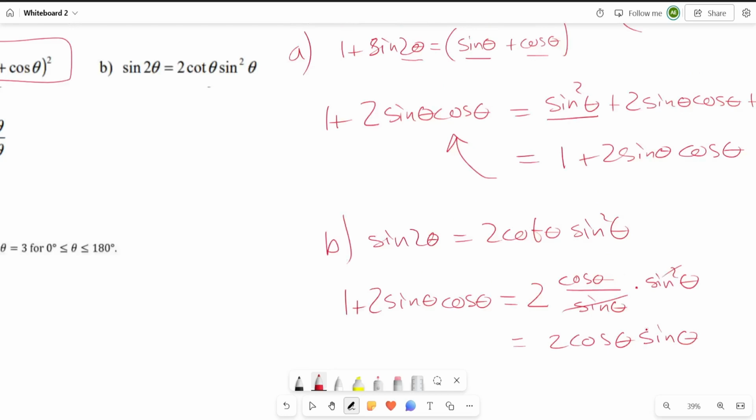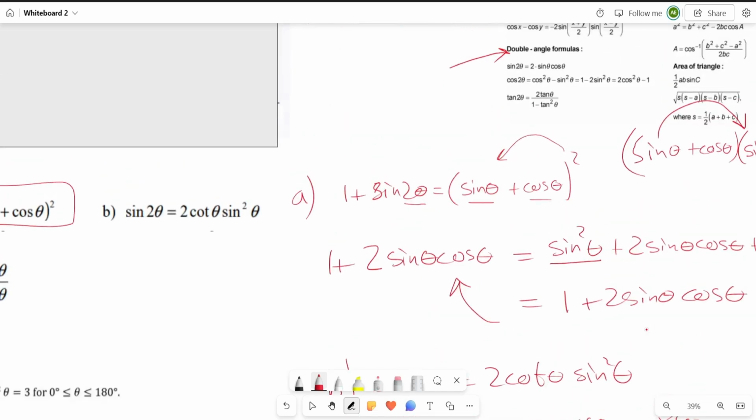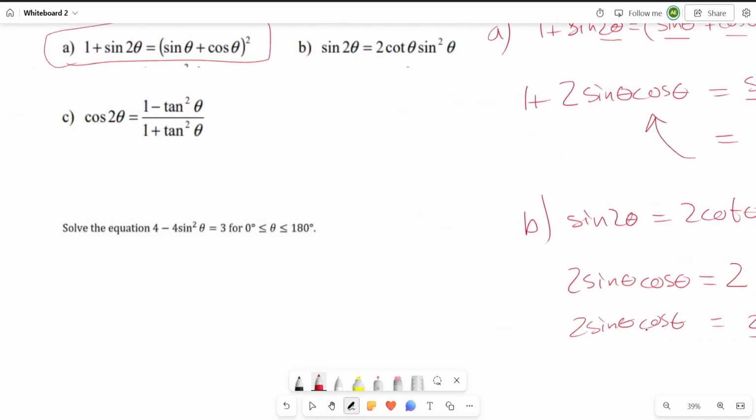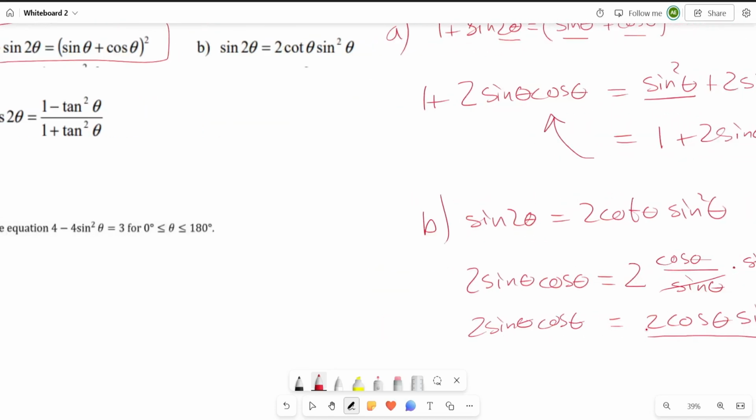Wait, I wrote the identity in the wrong way. Sine 2 theta is not 1 plus 2 sine theta cosine theta. It's just 2 sine theta cosine theta, and that was the error that was happening. And I will find now by doing this that the left side is exactly 2 sine theta cosine theta, and this is also 2 sine theta cosine theta, or cosine theta times sine theta. It's the same thing. Okay, so now let's try to do question C.